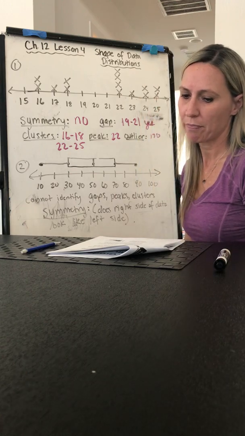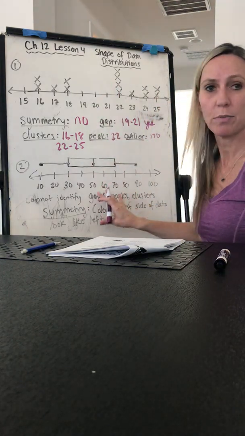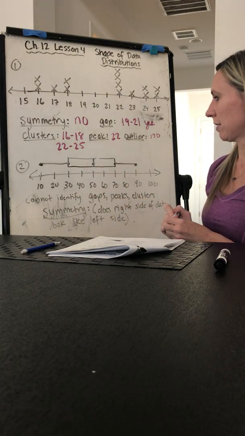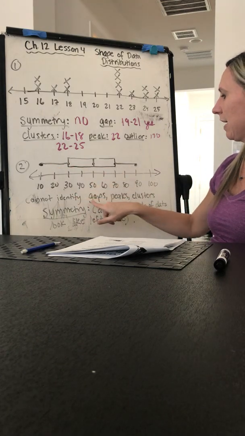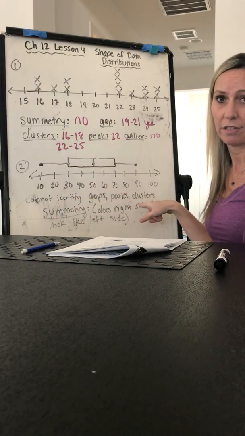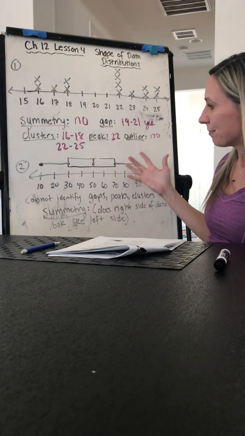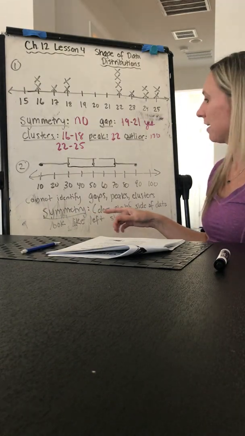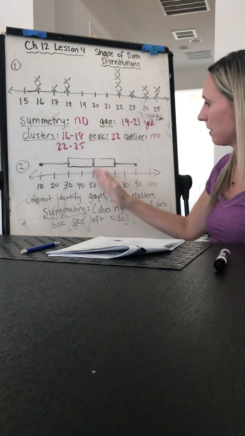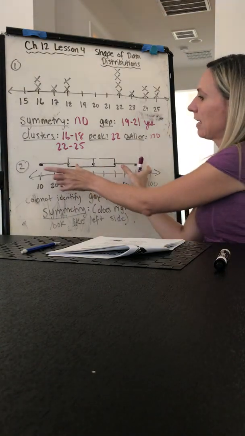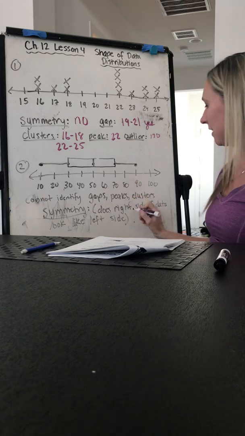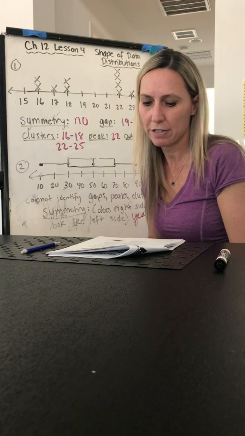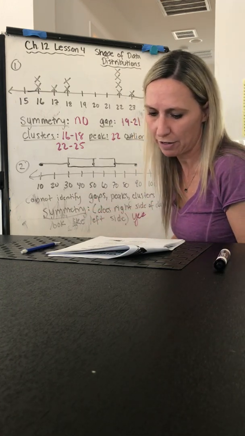Okay, now number 2, the last one was a line plot. Now we're going to do a box and whiskers. This is what they give you, and we have to describe it. With the box and whisker, you're not going to be able to identify gaps or peaks or clusters. So you can't really do any of that. Now the symmetry, what that's asking you is, if we went through the median, and my drawing's not the greatest here, does the right side look like the left side? In this case, yes, there's symmetry. This is pretty equally distributed, and if you look at your paper, you can see that the right side of the graph looks a lot like the left side.